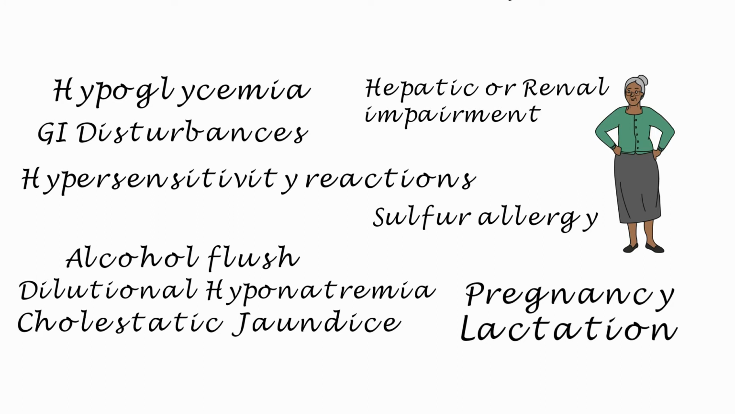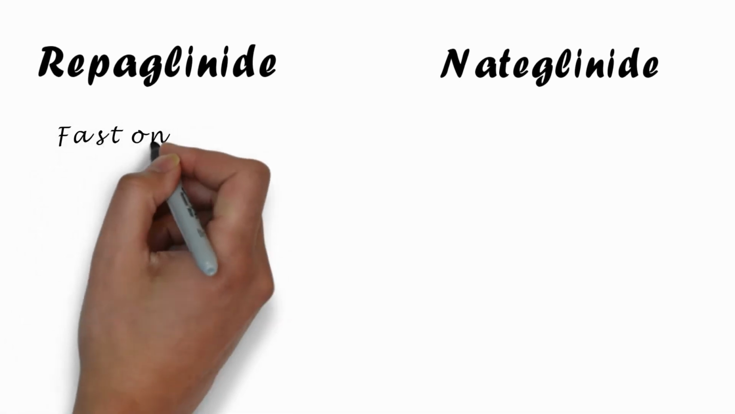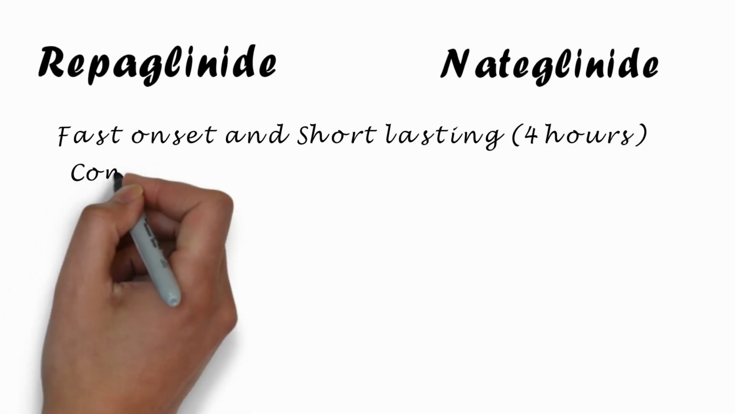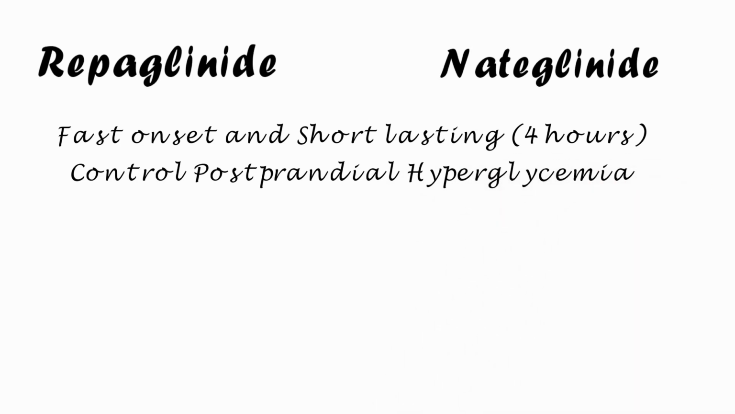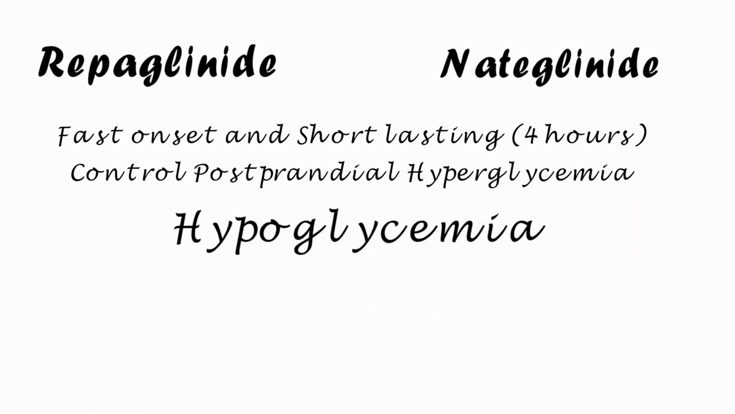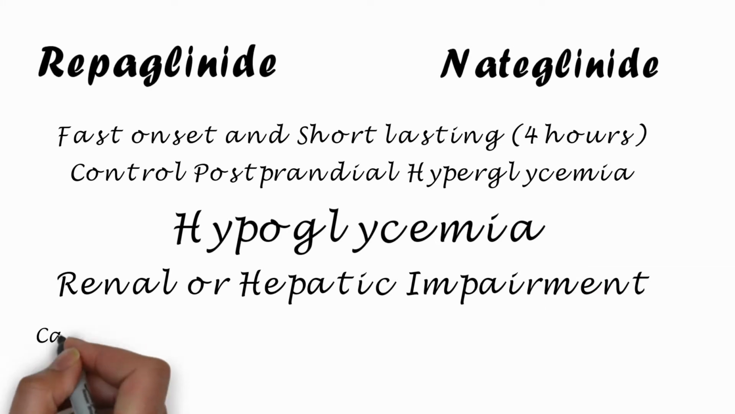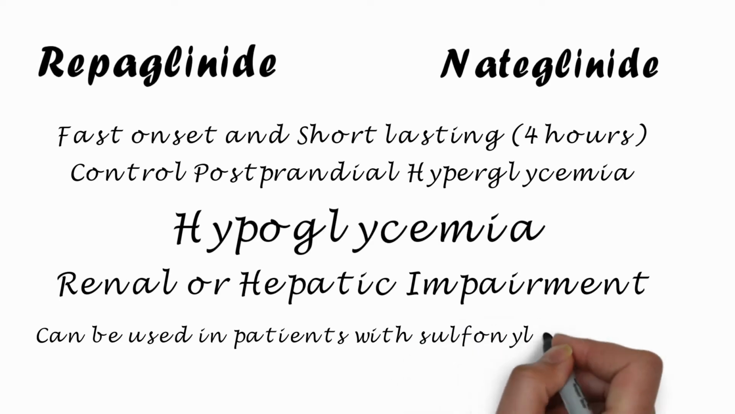Now let us look at other insulin secretagogues. Repaglinide is a meglitinide analog and nateglinide is a D-phenylalanine derivative. As we have already discussed, these drugs act by closing the ATP sensitive potassium channel and increasing the insulin release from beta cells. These drugs have fast onset and they are shorter lasting than sulfonylureas. So when taken about 10 minutes before a meal, these drugs effectively control postprandial hyperglycemia. Nateglinide is safer than repaglinide in patients with renal or hepatic impairment. These drugs have no sulfur group in their structure, so can be given in patients with sulfonylurea allergy.